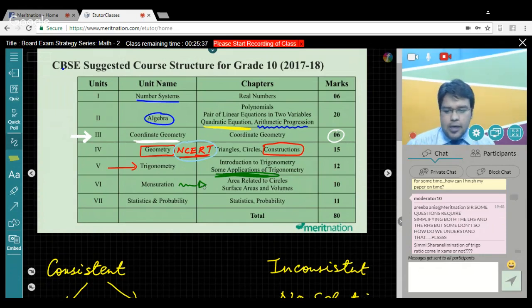Lastly, coming to statistics and probability. For statistics, I would just say learn the 3 formulas of statistics: the mode, median, and the mean. In statistics, usually a 4-mark question is asked. A very long tabular thing will be given. You will be asked to find either the median or the mean in some cases.